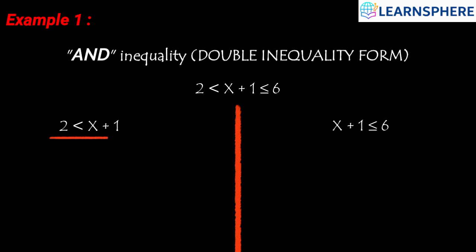On the left-hand side, we have 2 < x + 1, which can be simplified to 2 - 1 < x, where we will get 1 < x. And on the right-hand side, we have x + 1 ≤ 6, which can be simplified to x ≤ 6 - 1, and we will get x ≤ 5. Next, we have to combine these two inequalities.